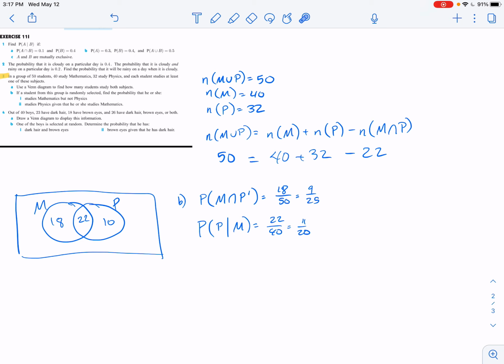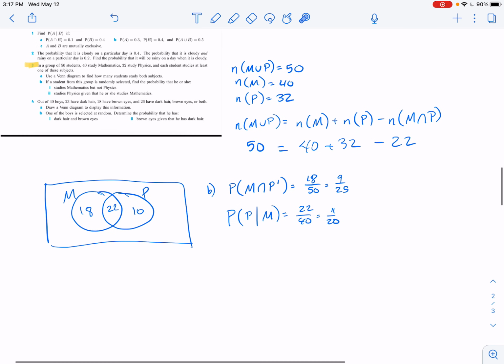And then I started working the studies mathematics but not physics. That's these people. So it's 18 out of the 50. There's a total of 50 people. That reduces. On your quiz, because I'm letting the computer grade it for me, I would want the reduced fraction. The IB test wouldn't care if you write it this way, but since the computer's grading it and I'm exhausted, go ahead and reduce your fractions. Really and truly, that's the story.